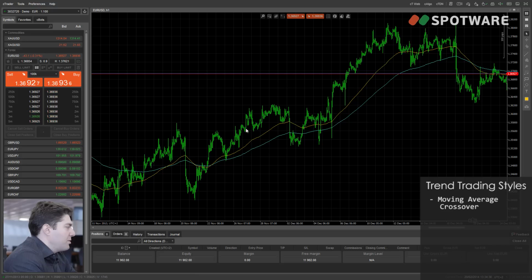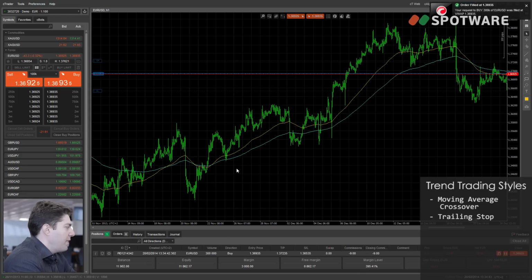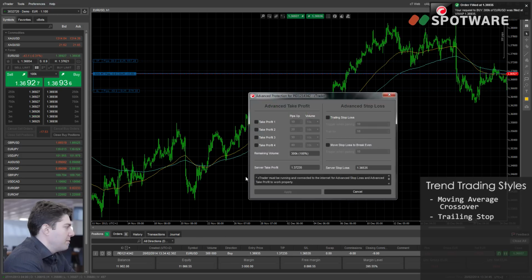The next trading style is that we can trend trade using trailing stops. In cTrader, you can find the trailing stop settings here for your position. You can set up your trailing stop. There are explanatory videos that explain how this is used.